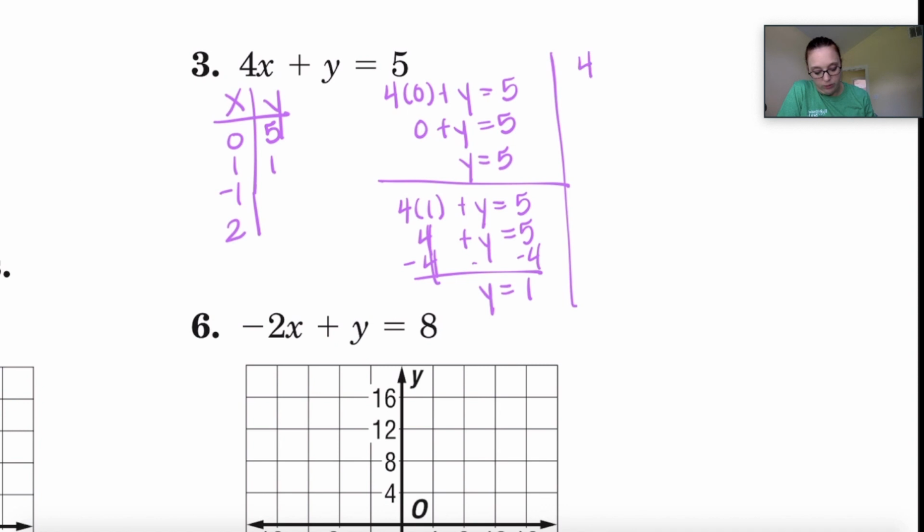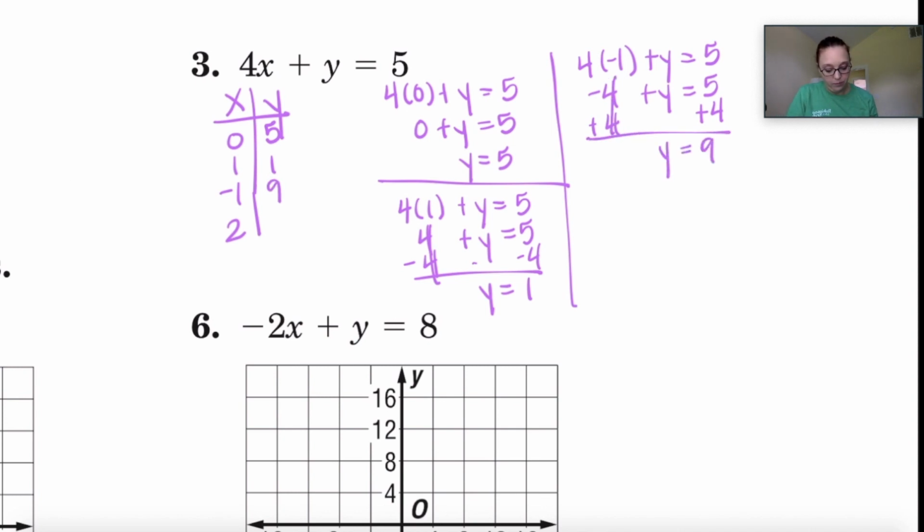Okay, now I'm going to substitute a -1. So that'd be -4 plus y equals 5. To solve this, we're going to have to add 4 on each side. So y would be 9. And now I'm going to substitute a 2 in for x. So 4 times 2 plus y equals 5. 4 times 2 is 8 plus y equals 5. So subtract 8 on each side.